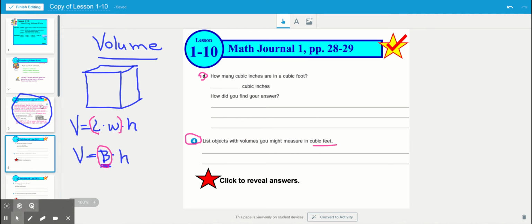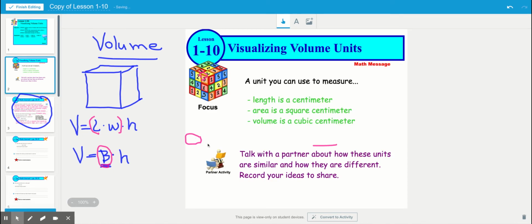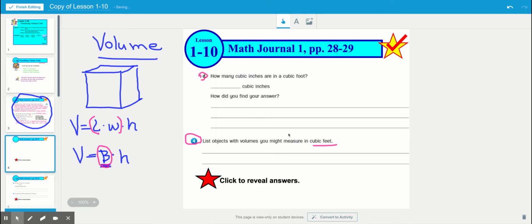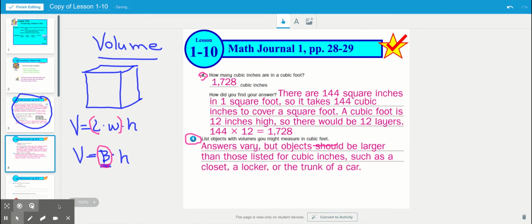Comparing that to when we did a shoebox and a desk drawer for cubic inches, think about what you would measure in cubic feet. Again, pause your video here and then come back and check with me. All right. Hopefully you got 1,728 cubic inches are in a cubic foot.